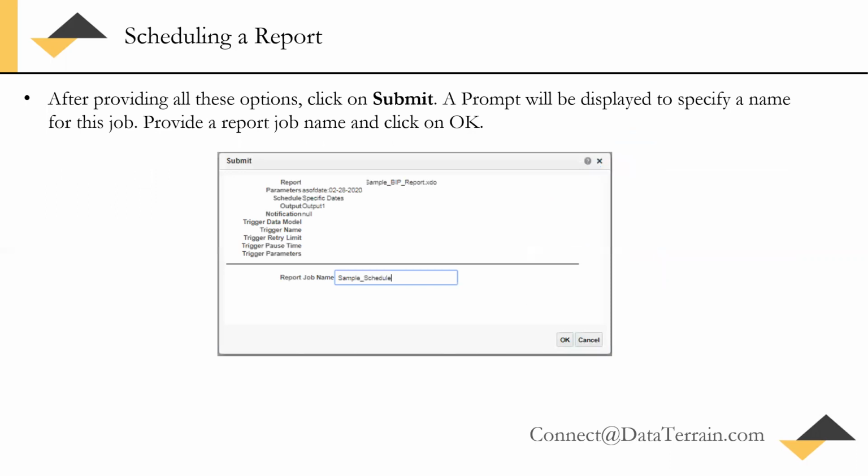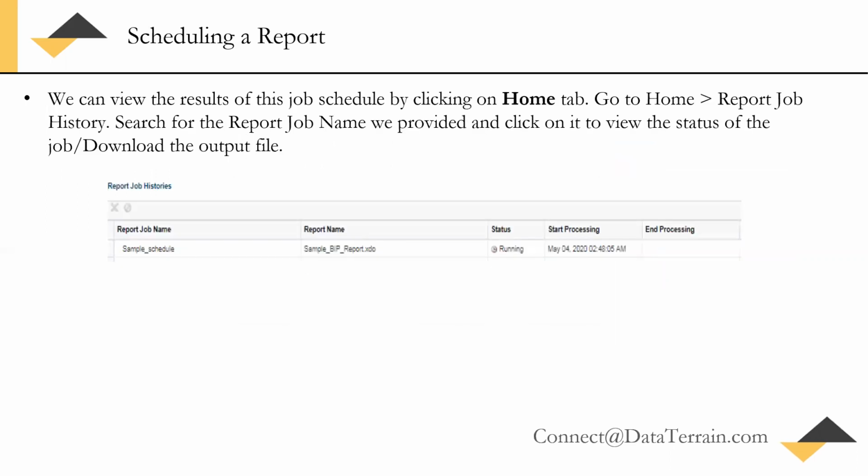Once the previous criteria have been selected, you need to provide the report job name here and click submit. Once you submit the job, you can see the job here.